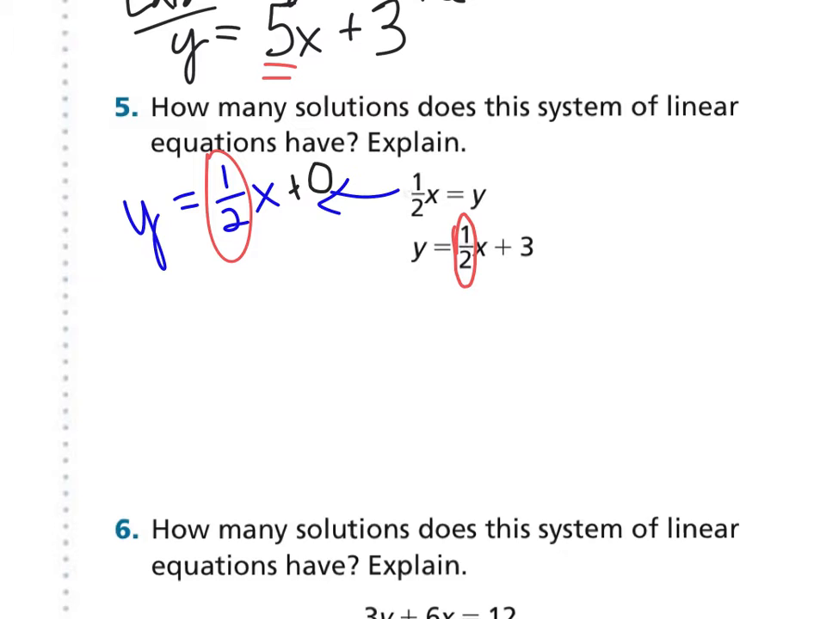That first equation you could put plus 0 if you want. It would have a y-intercept of 0. The other one has a y-intercept of 3.